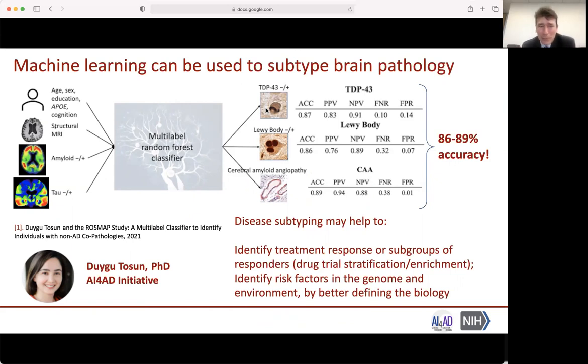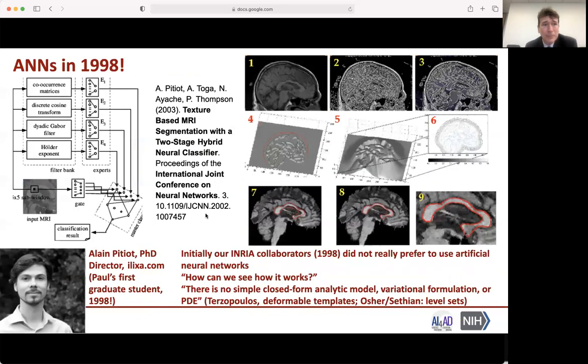Now, obviously, we don't always have autopsy data from patients, but it's of interest to know if the cellular pathologies such as TDP-43 or Lewy body dementia or cerebral amyloid angiopathy are present. And this type of disease subtyping might help us to identify patients that might respond better to certain types of treatments, for example, treatments for vascular disease, and also to stratify drug trials or even genetic or epidemiological studies by better defining the biology that's going on in the patients that we're looking at.